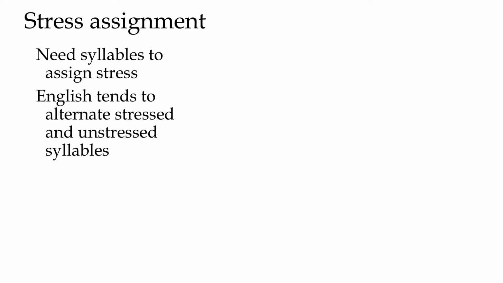How do speakers know which of the many syllables in a polysyllabic word is the one that should be stressed? Well, first you would need to divide the word up into the syllables in order to know where the syllable boundaries are. English has a tendency to always alternate between stressed and unstressed syllables. We like there to be at least one unstressed syllable between every stressed syllable. So something like banana: unstressed, stressed, unstressed.